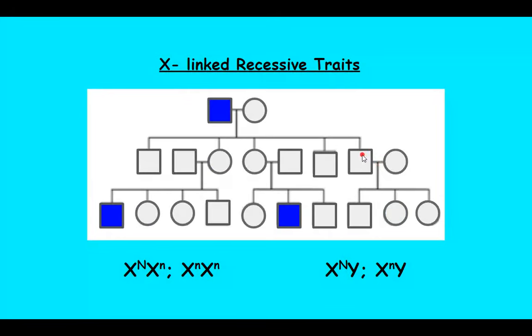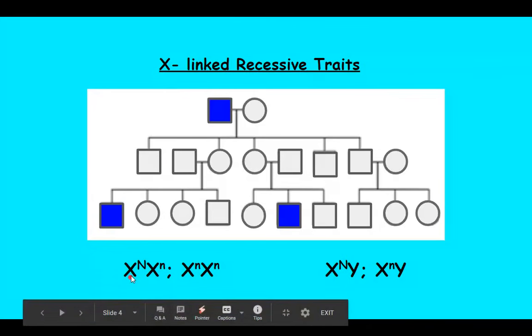X-linked traits are inherited on the X chromosome. And just to review, females have two X chromosomes. Males have an X and a Y.